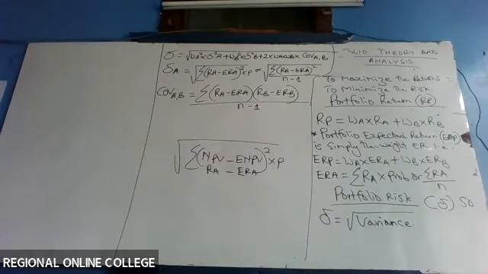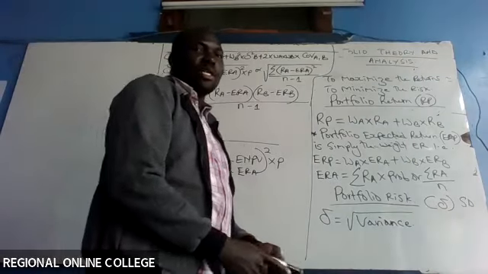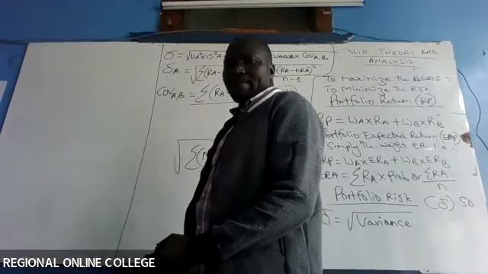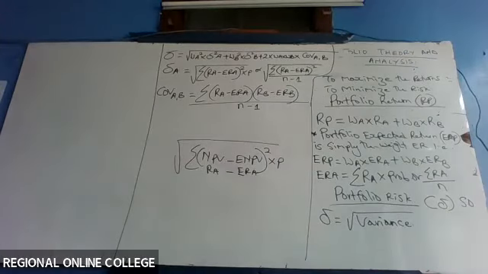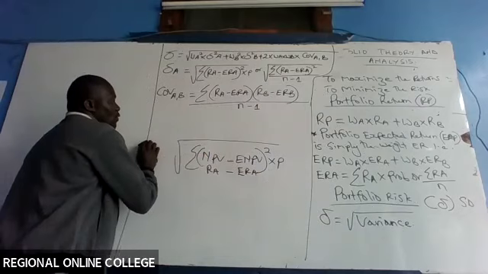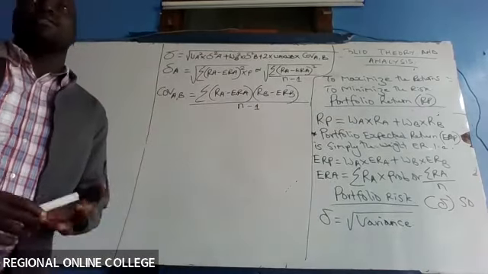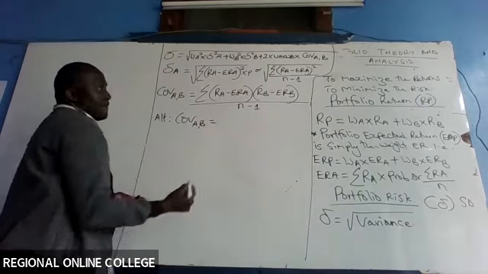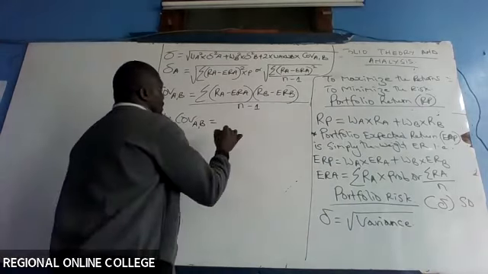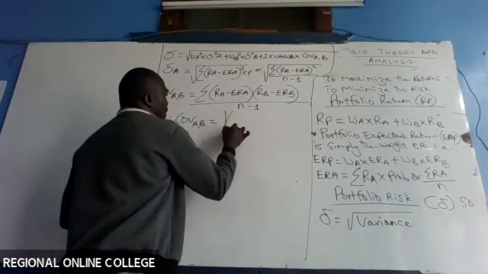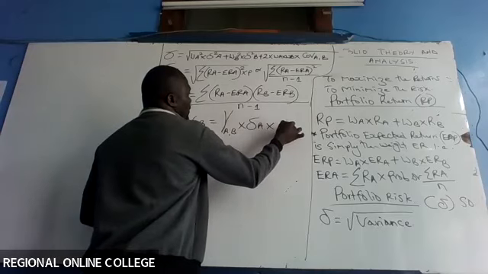So there will be no probability, but there will be the number of outcomes. Now we have two ways of calculating the covariance. Alternatively, covariance of AB equals, there is something called the correlation coefficient, R. Correlation coefficient of AB times standard deviation of A times standard deviation of B.